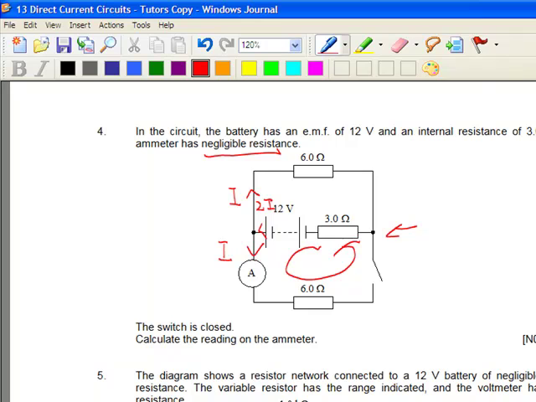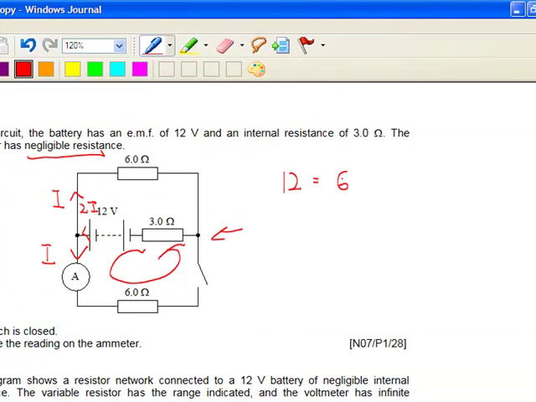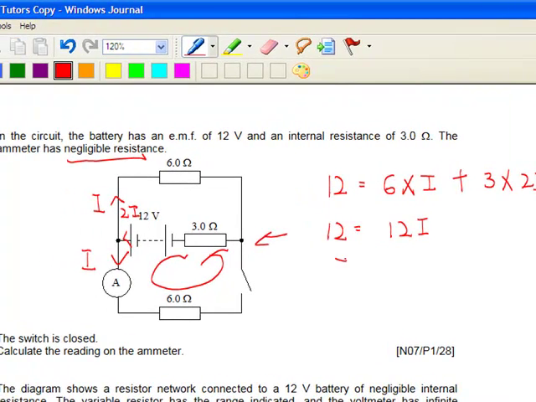What's the potential rise in the loop? 12. What's the potential drop? The potential drop across the 6 ohm, which is 6 times I, plus the potential drop across the internal resistance, which is 3 times 2I, because of the combined current. So 12 equals 12I. So I equals 1 ampere.